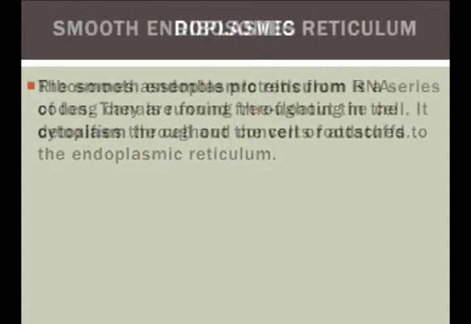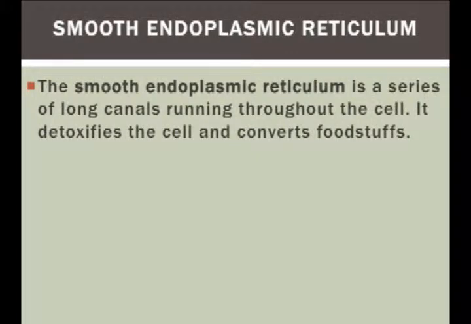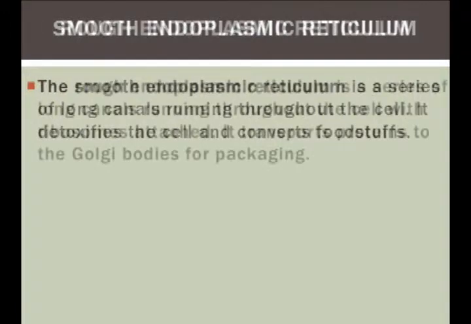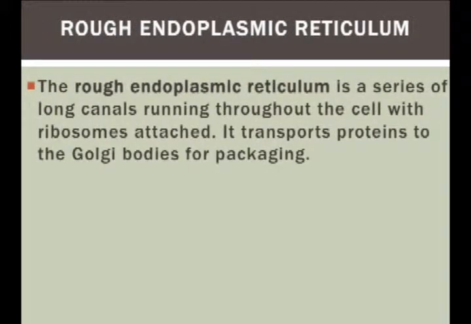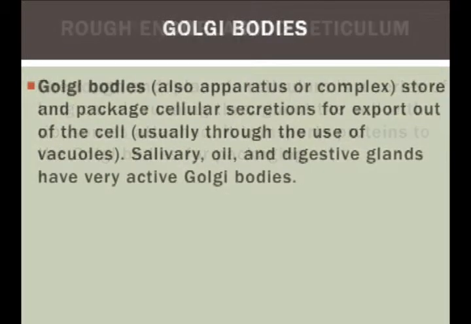The smooth endoplasmic reticulum is a series of long canals running throughout the cell. It detoxifies the cell and converts foodstuffs. The rough endoplasmic reticulum is a series of long canals running throughout the cell with ribosomes attached. It transports protein to the Golgi bodies for packaging. The Golgi bodies store and package cellular secretions for export out of the cell.